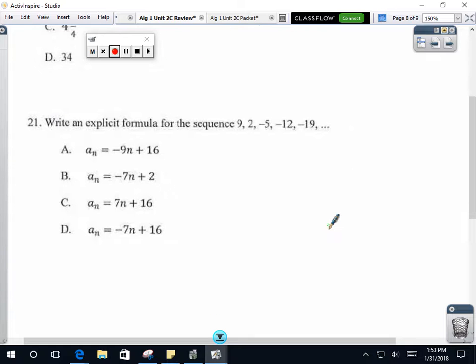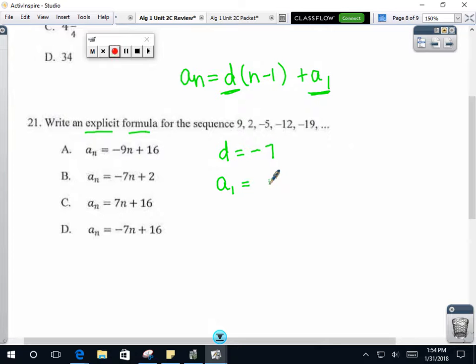Write an explicit formula for the sequence. Pay attention in the front, or you'll miss easy questions Friday. 9, 2, -5, -12, -19. Okay, well, to write the explicit formula, which we all know is a sub n equals d times n minus 1 plus a sub 1, or sometimes they put the a sub 1 up front. You have to know the d and the a sub 1. For this particular sequence, what is the d? Right, each time they're subtracting 7 to get to the next term. What is the a sub 1? 9. So it'll be a sub n equals d, which is negative 7, times n minus 1 plus 9.